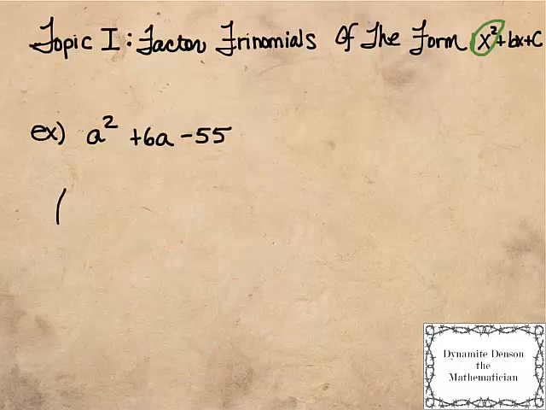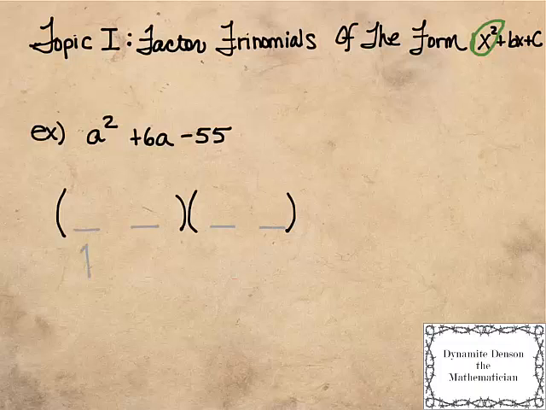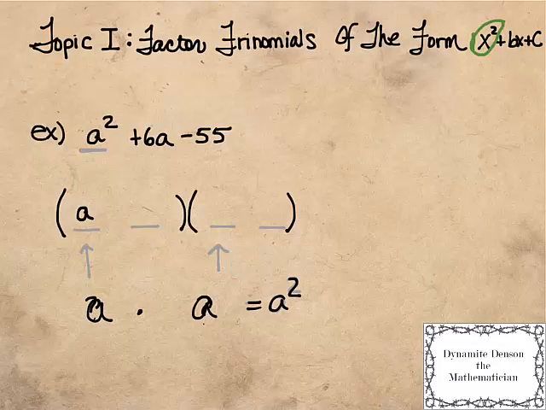Here's a second example. Set up your two sets of parentheses. And then remember, we're going to be filling in 4 blanks here. The first blanks need to be values that would multiply to give you the first term that's in the trinomial. So we're looking for something times something that can equal a squared, and we know that a times a is a squared. Now we're ready to fill in the second blank.